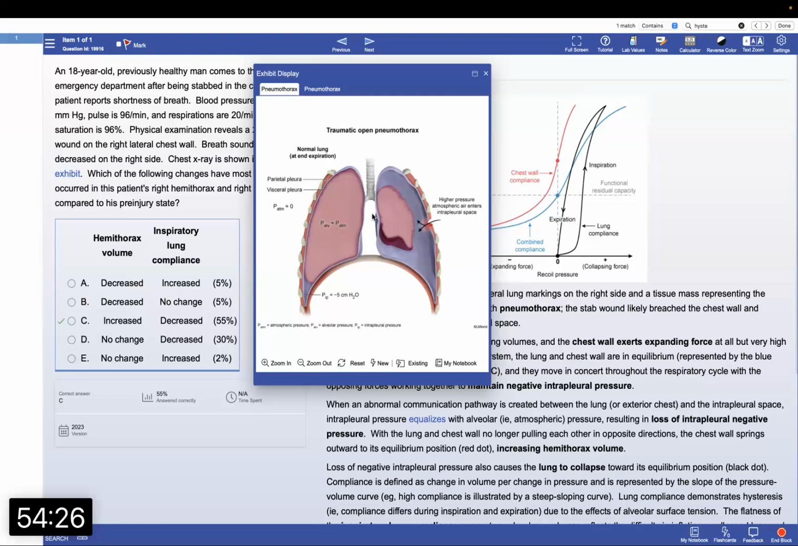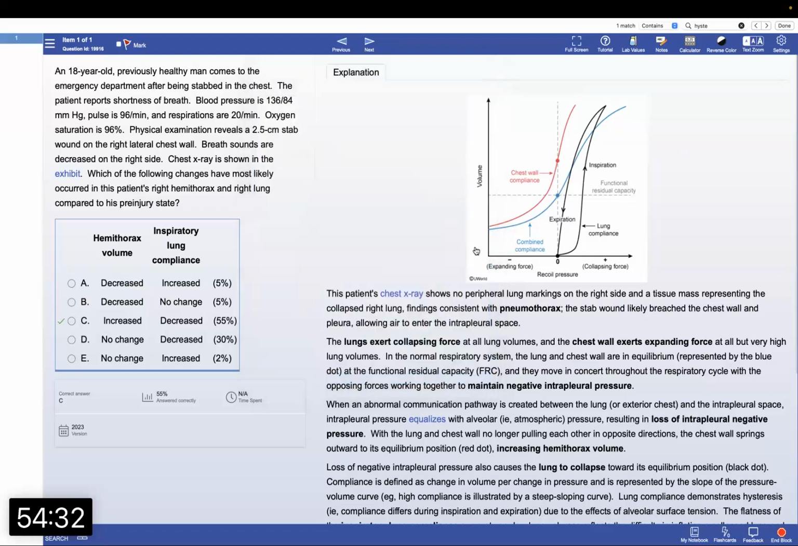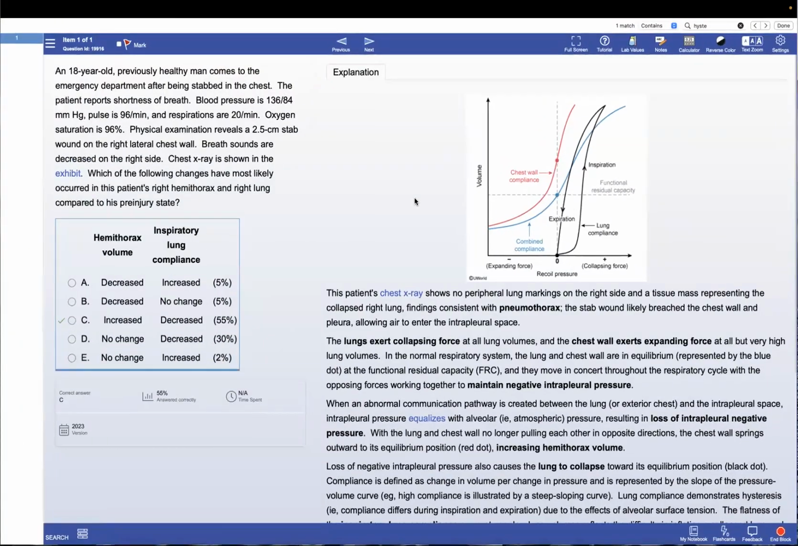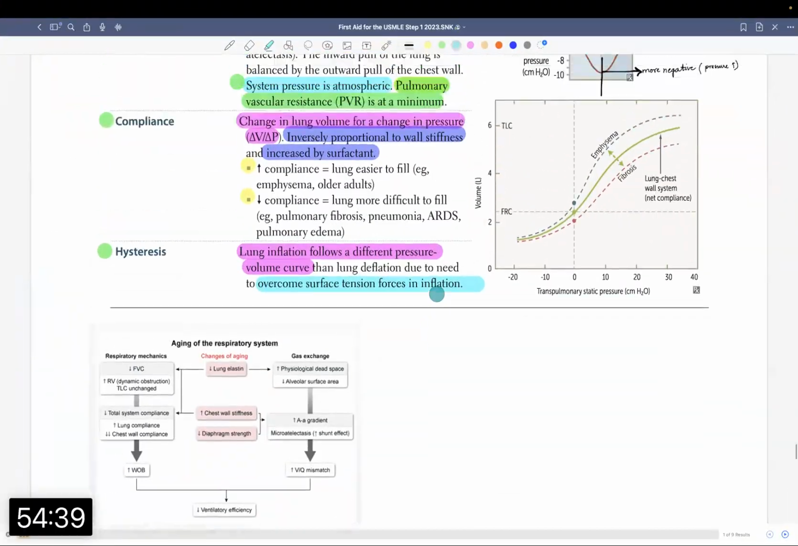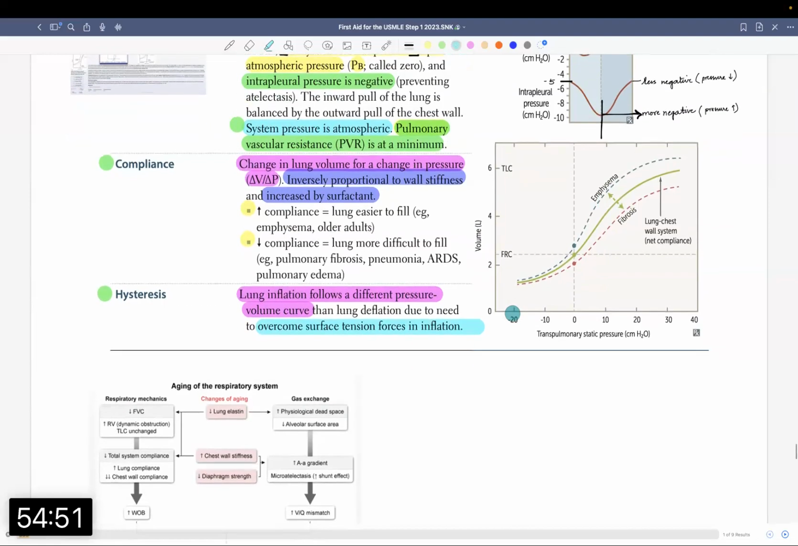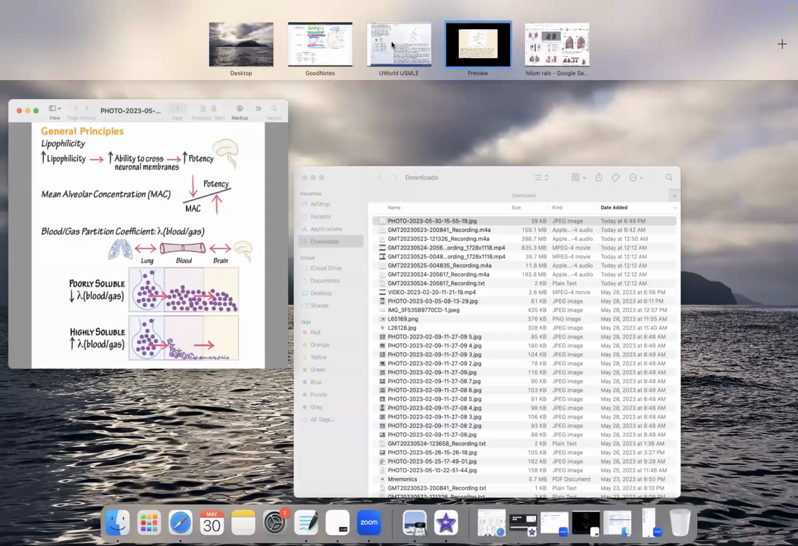Okay. Exactly. Yes. Thank you. That's the conclusion. Compliance of lung goes down. Compliance of chest wall goes up. Yeah, this graph plotting, thank you. But I think we got a little bit of it. So then, hysteresis also, I think we got. Lung inflation follows a different pressure volume curve. Inflation, which is inspiration, during inspiration. I think this is a good image of the hysteresis.